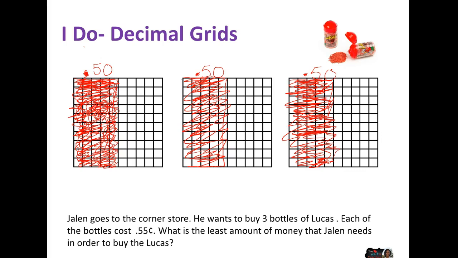So he has 50 plus 50 plus 50 is $1.50. So we know that he at least needs $1.50. Well, each one is 55 cents. So I'm going to go in and shade in 5.